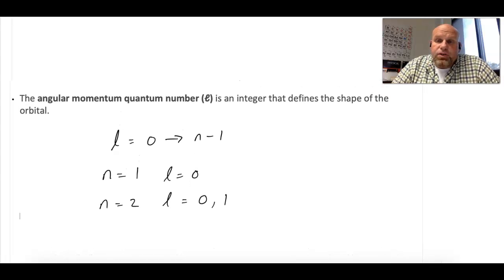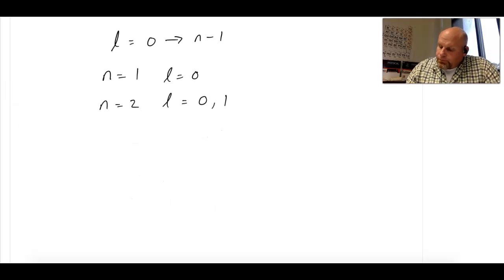Now, these L values represent the subshell or sublevels, and you may recall them being denoted with the letters S, P, D, and F. You may remember that when you worked with electron configuration before, the first energy level only has an S subshell. As we move further from the nucleus, the second energy level is a little larger. The second energy level has an S subshell and a P subshell.